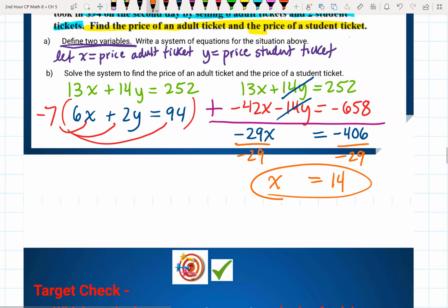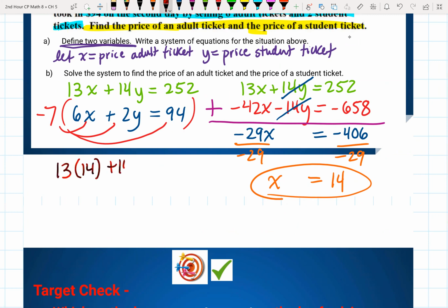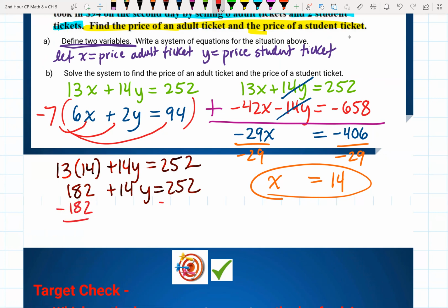Let's go figure out the cost of student tickets. Let's go find what y is. y can be found by taking any one of the two original equations. So I'll take that top original equation, and instead of writing x, I'll write 14. And we'll solve it for the y variable. 13 times 14 is 182. And I'll solve this multi-step equation for y. Take away 182. So 252 take away 182 is 70. So 14y equals 70. Finally, divide by 14.